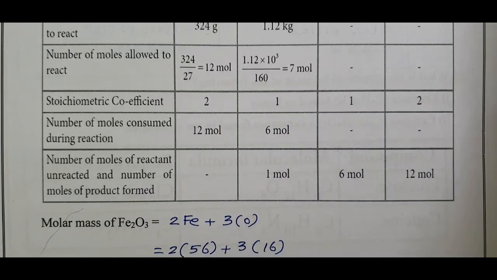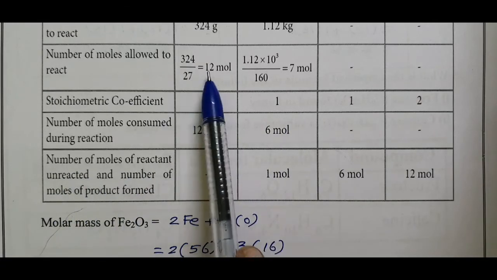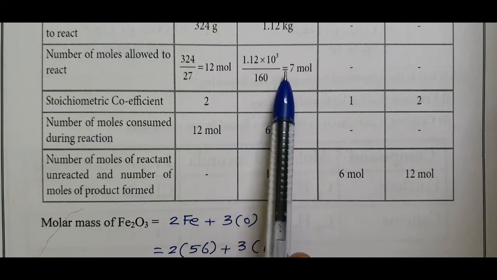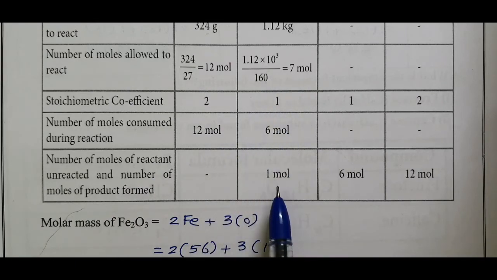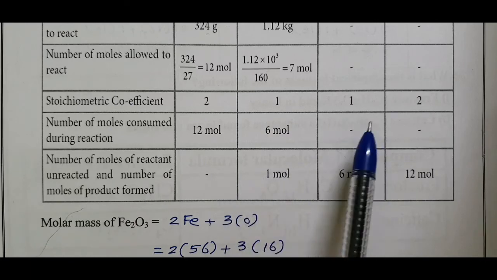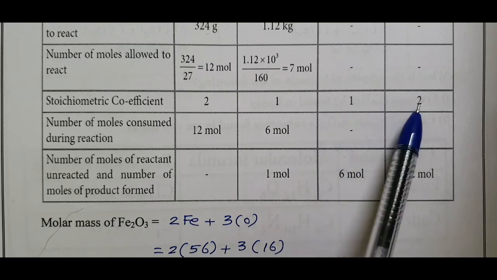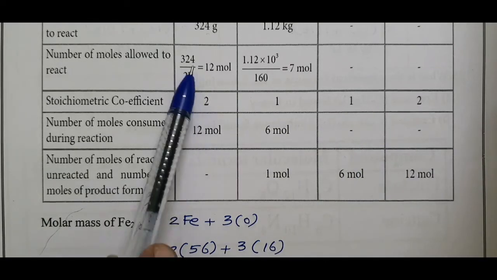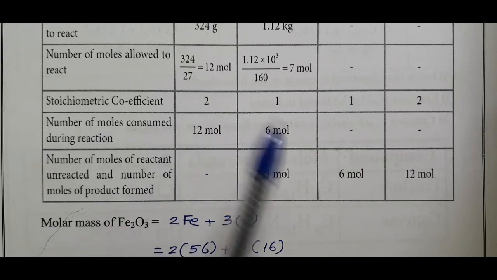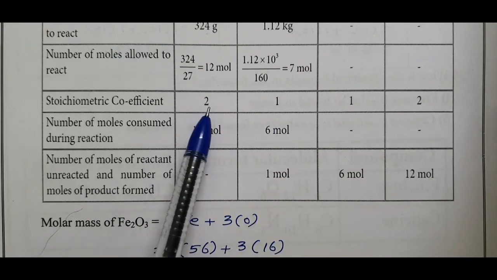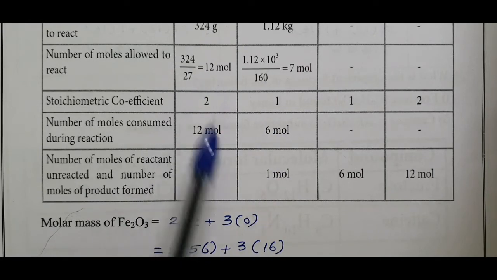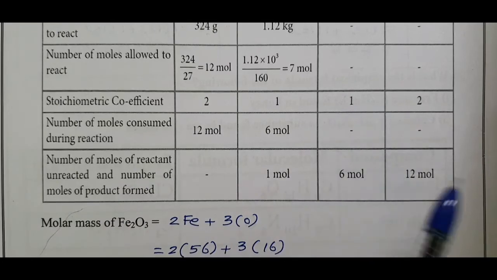Number of moles of reactant unreacted and number of moles of product formed: 12 minus 12 equals 0. 7 minus 6 equals 1 mole remaining, this is your excess reagent. And from our problem, 1 means 6 mole, 2 means 12 moles. From this, we calculate number of moles of reactant. 12 mole equals 2, so 1 mole equals 6 mole. So here 6 mole, here 12 moles.